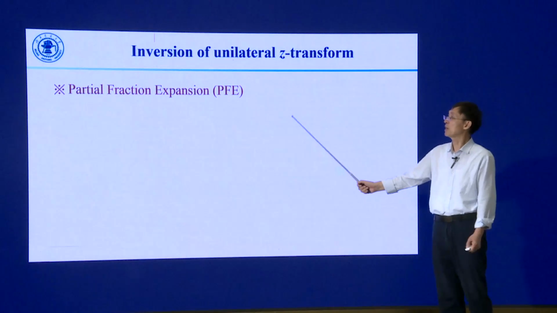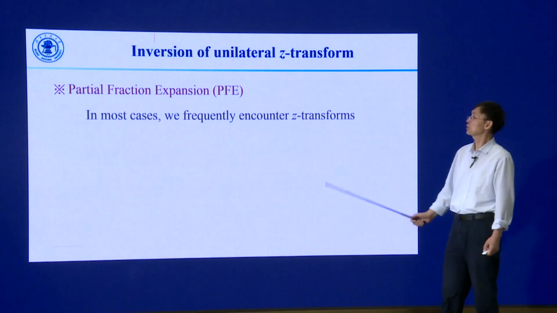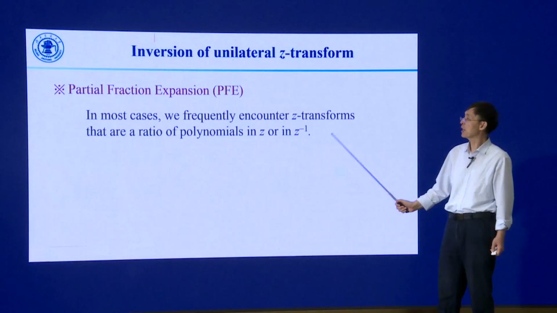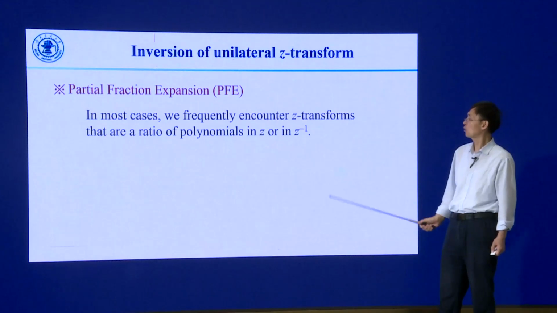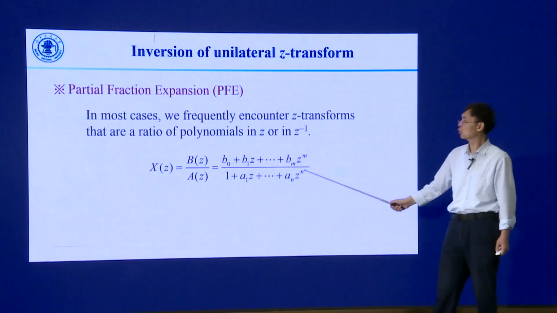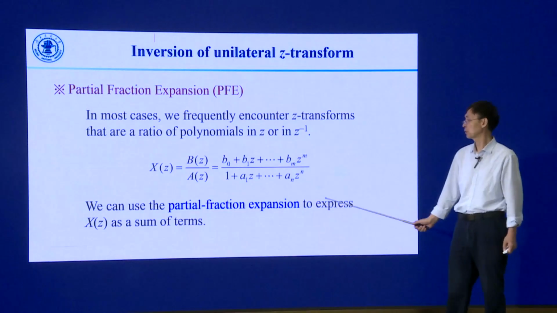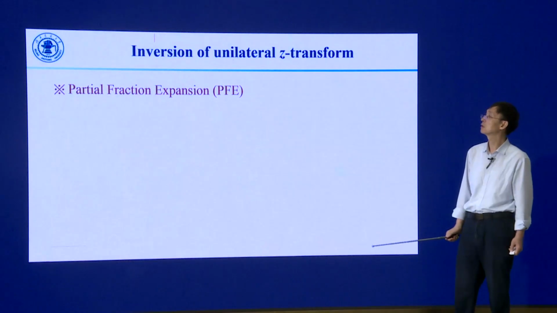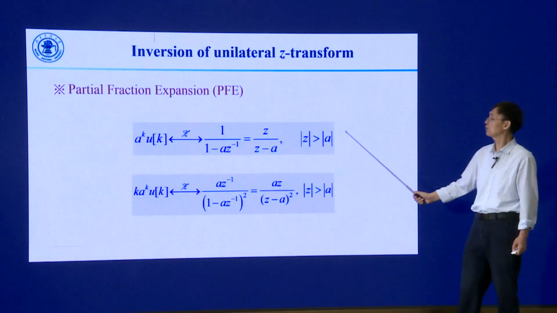Now we will study another method, partial fraction expansion. In most cases, we frequently encounter Z-transforms that are a ratio of polynomials in z or in z to the power minus 1. X of z can be expressed in this equation. We can use the partial fraction expansion to express X of z as a sum of terms. We now have these signals' unilateral Z-transforms.